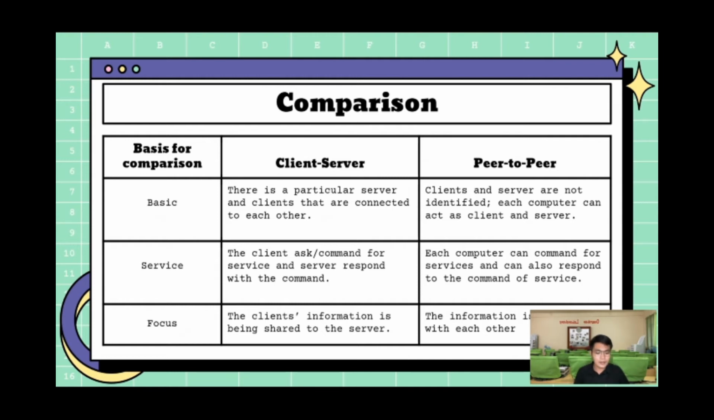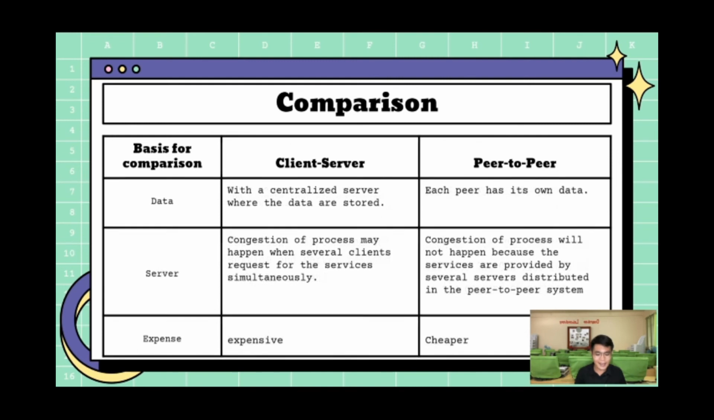Next, we have the focus. Sa client server, the client's information is being shared to the server. So, yung mga information na meron sa mga clients natin, for example, we have 10 clients and 1 server. Yung information ng 10 client computers na yon ay shared sa server. Samantalang kay peer-to-peer, the information is connected with each other. So, for example, sa peer-to-peer network operating system, sabihin natin 5 computers na connected within the same network. Yung information ni computer 1 to computer 5, lahat yun. Yung information ng bawat computers na yon ay umiikot sa lahat or connected sa bawat computer.